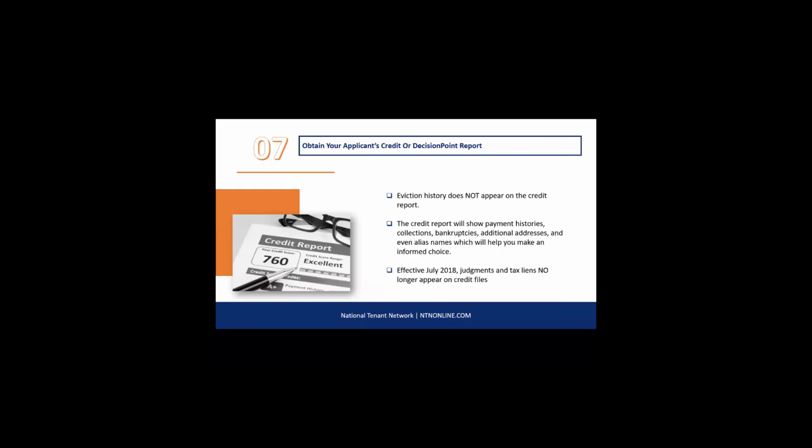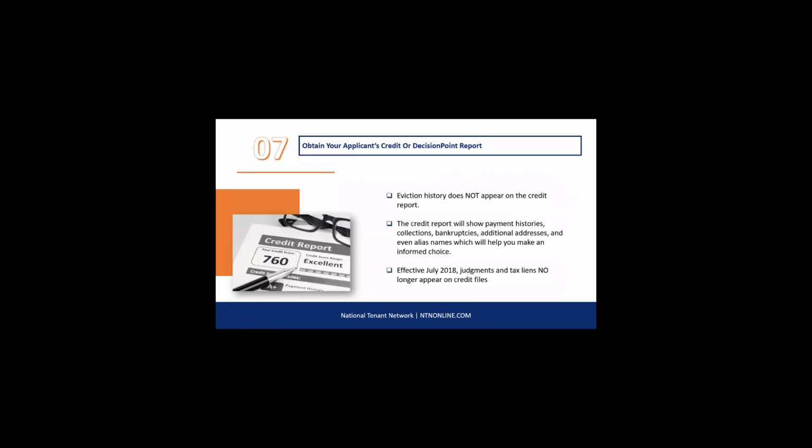Obtain your applicant's credit or decision point report. Again, eviction history never did appear on the credit report, but judgments don't anymore either. And so some folks get confused with judgment and an eviction, but again, no longer do you see either one of them. And if you look at the bottom of the slide, they remove tax liens as well. Those don't necessarily affect our industry as much as judgments do, but they're no longer there as well. And if you have questions about that, go look at your reports and see that they truly are gone.